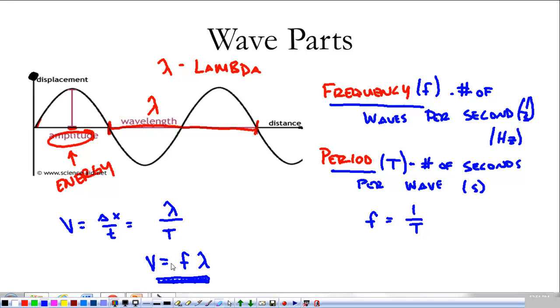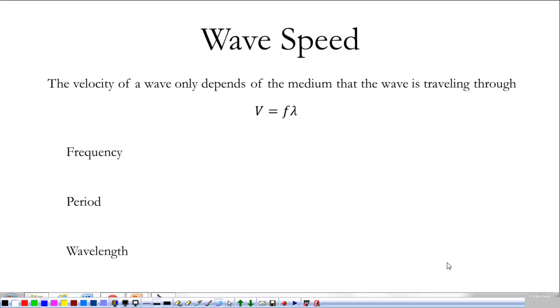So velocity is sort of a cool thing. What we say about velocity is that it only depends on the medium. And I'll use sound to talk about it. So let's talk more about wave velocity. Here's a little formula. Velocity is frequency times wavelength, but it only depends on the medium that the wave is traveling through. So I could have waves of multiple frequency, okay, but that's not going to affect how fast the wave goes through the medium.